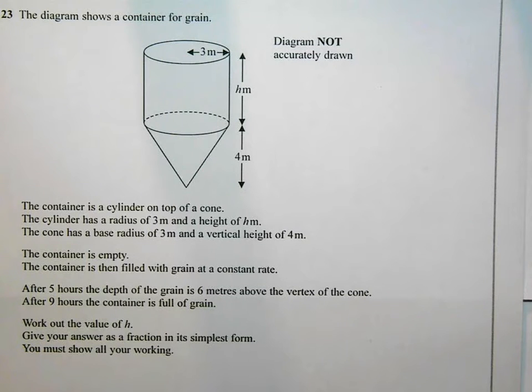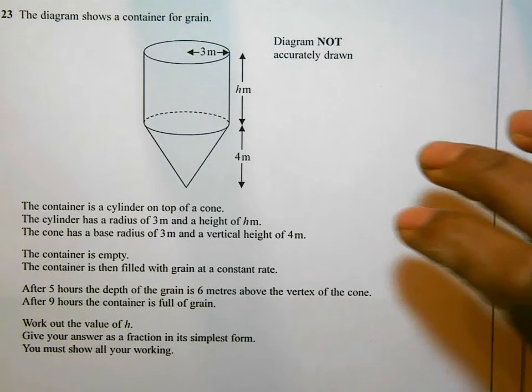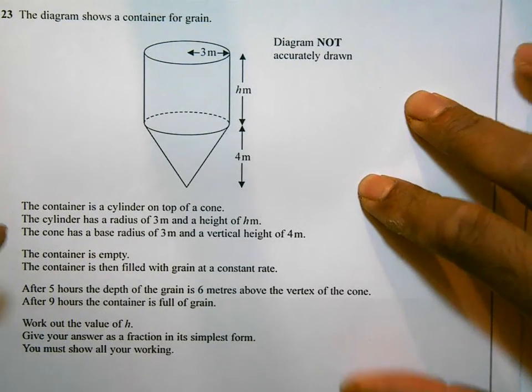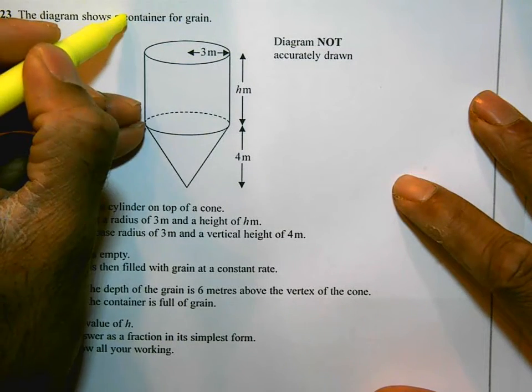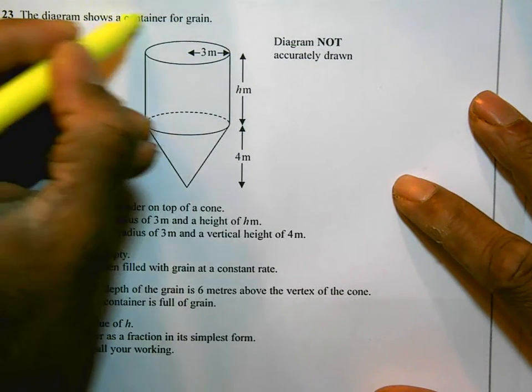This is question number 23 on the June 2015 non-calculator paper. Okay, question number 23. This is one of the most challenging questions on this paper. Do think about it and take your time as you're doing it. The question says the diagram shows a container for grain.